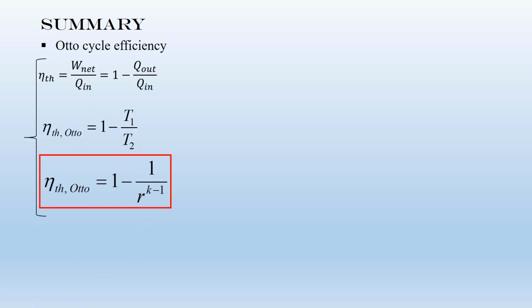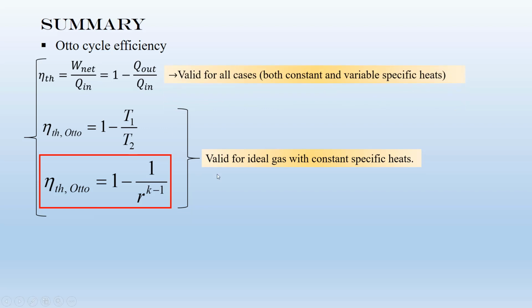And then here is the summary, guys. To calculate the thermal efficiency of Otto cycles, you learned three different equations. This is very important, guys. You can use the first equation to calculate the thermal efficiency of Otto cycle with constant and variable specific heats. However, the second one and the third one are valid to calculate the thermal efficiency of Otto cycles with constant specific heats. So these two equations are for the ideal Otto cycle with constant specific heat.